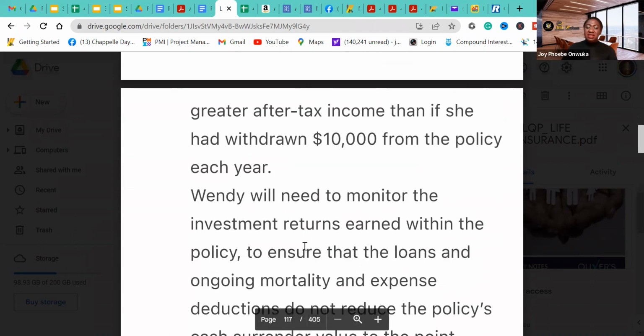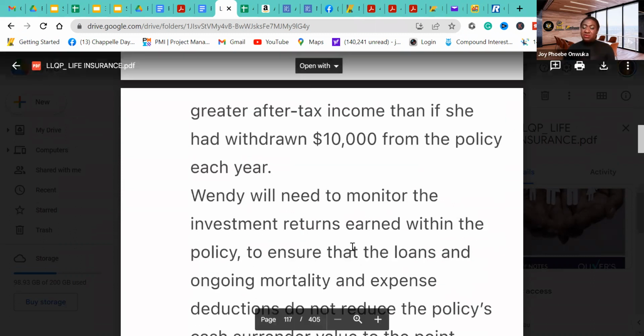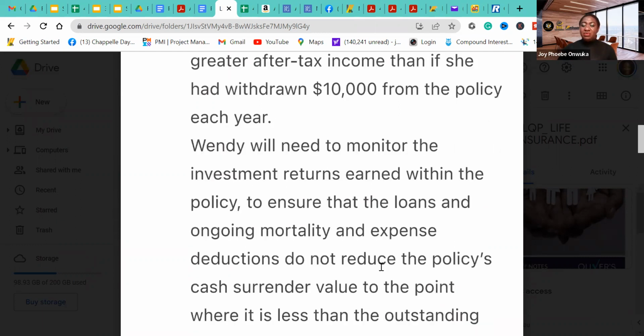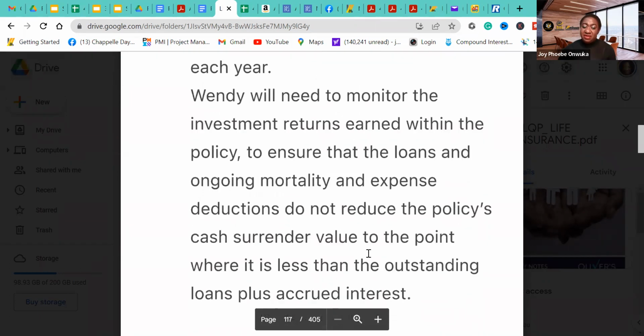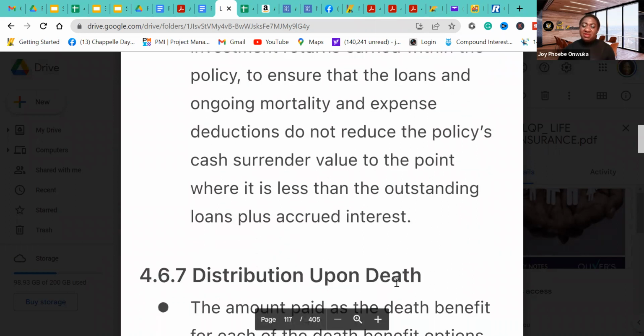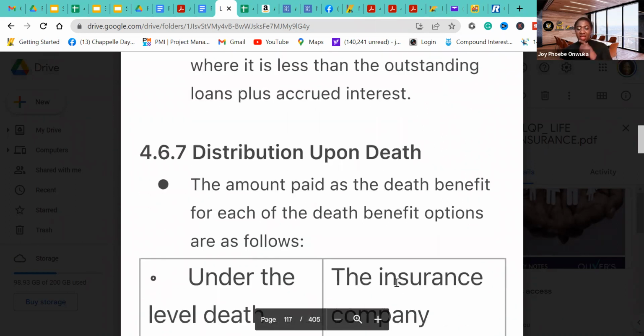So Wendy will need to monitor the investment returns within the policy to ensure that the loan and the ongoing mortality and expense deductions do not reduce the policy's cash surrender value to the point where it's less than the outstanding loan plus accrued interest. All right? Distribution of debt.